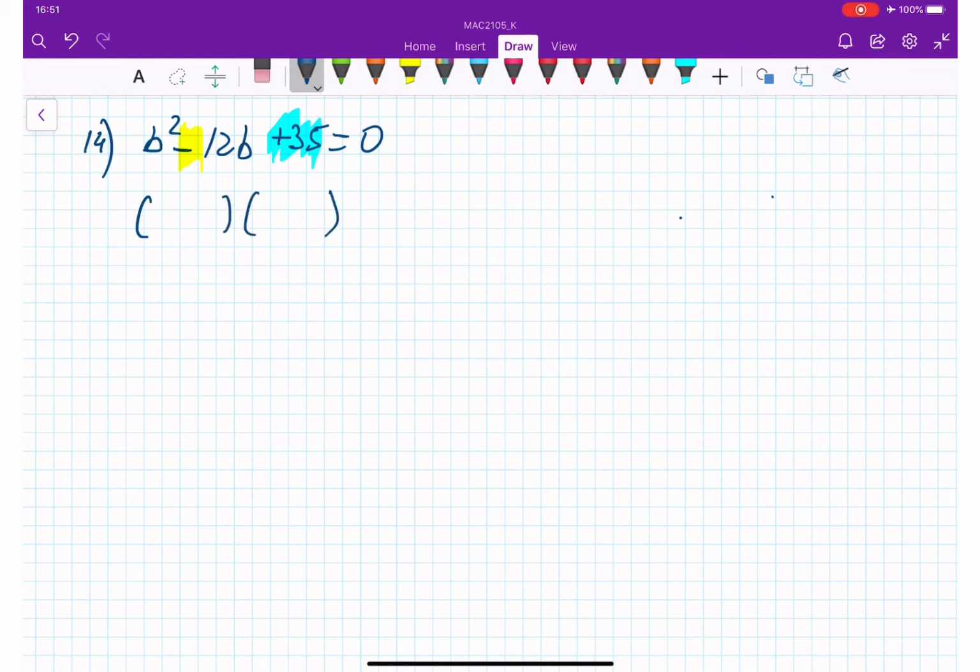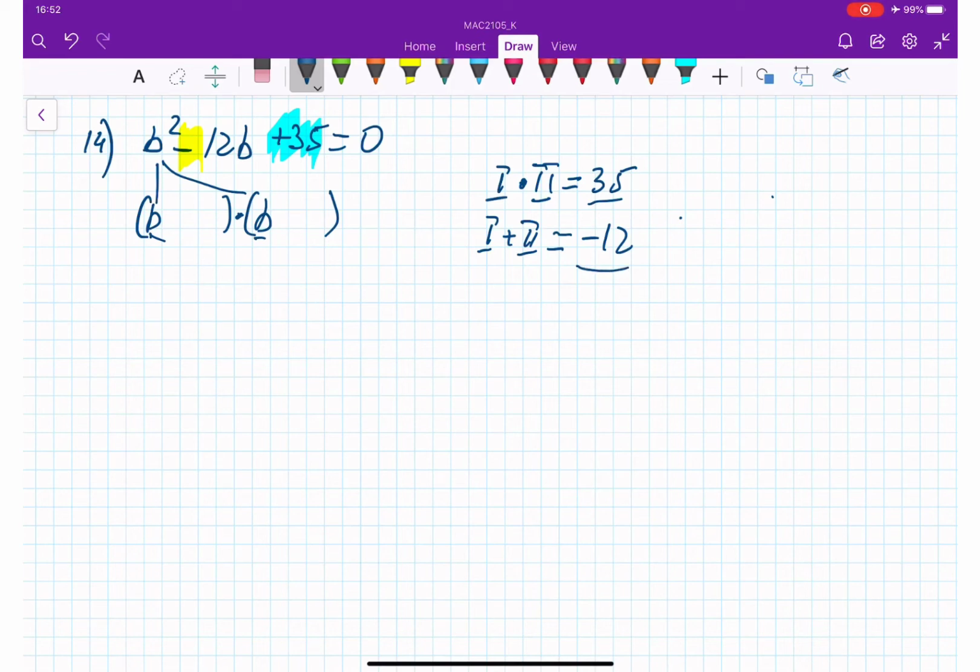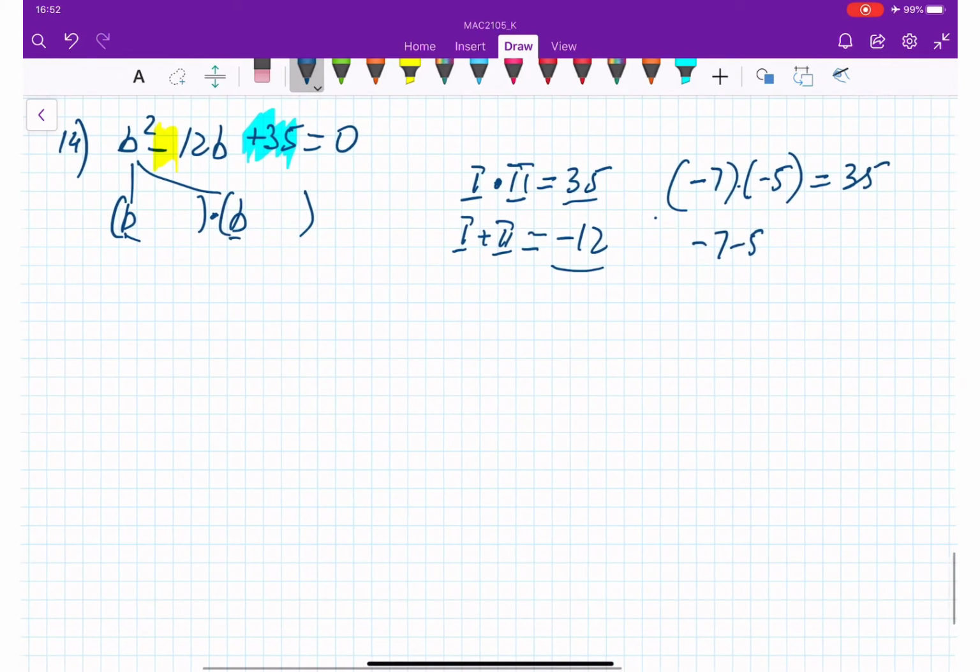So this b squared, one b comes here, the other b comes here, because between these parentheses is multiplication. So if I take b times b, I will get back b squared, right? Next, I have to find two numbers whose multiplication will give me 35 and whose addition will give me negative 12. If the product is positive, when do we get a positive product? When both numbers are positive or both numbers are negative. And the sum is negative when both numbers are negative, right? So from here we are going to guess it's going to be negative 7 and negative 5. Because negative 7 times negative 5 is positive 35, and negative 7 plus negative 5 is negative 12.